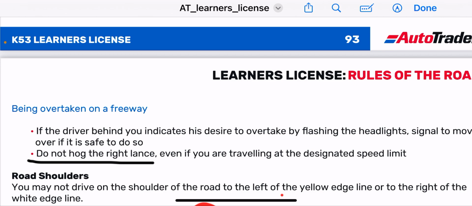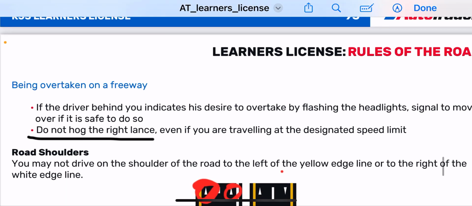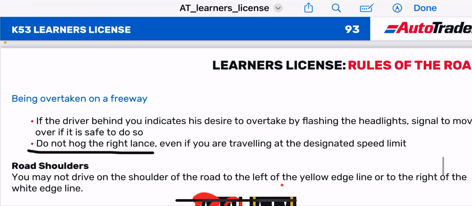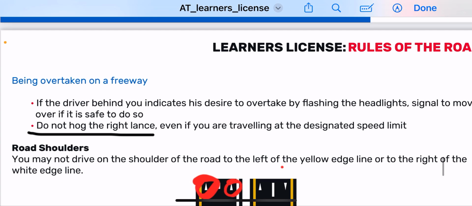And then there's this part, which I'm going to end it here. Do not hog the right lane, even if you are traveling at the designated speed. Right? So the next part we are going to start from the road shoulders, okay? But I'm going to hold it here right now.